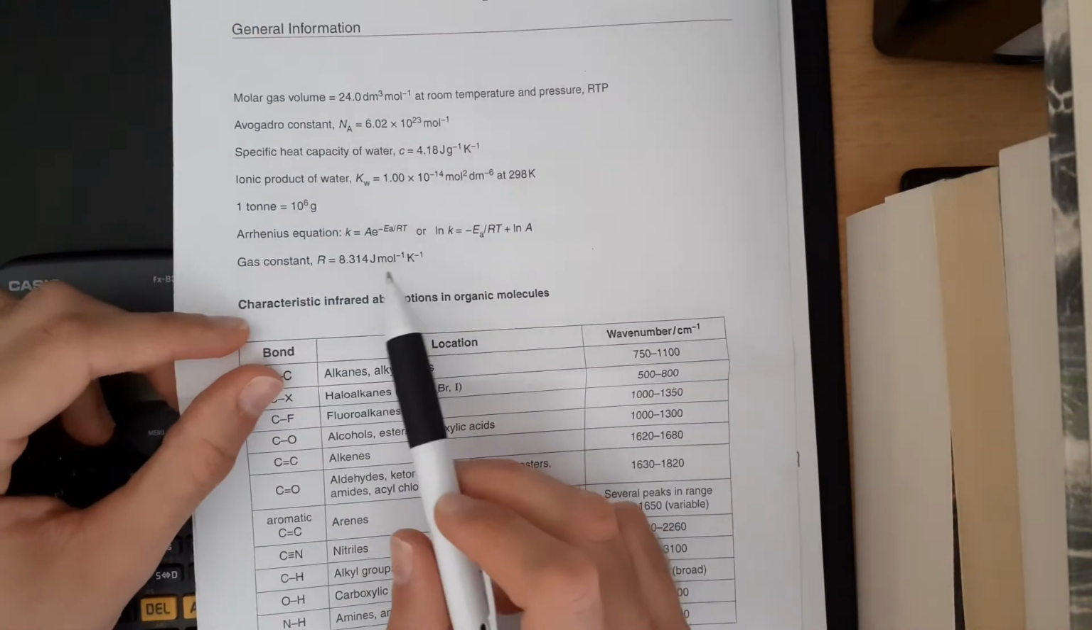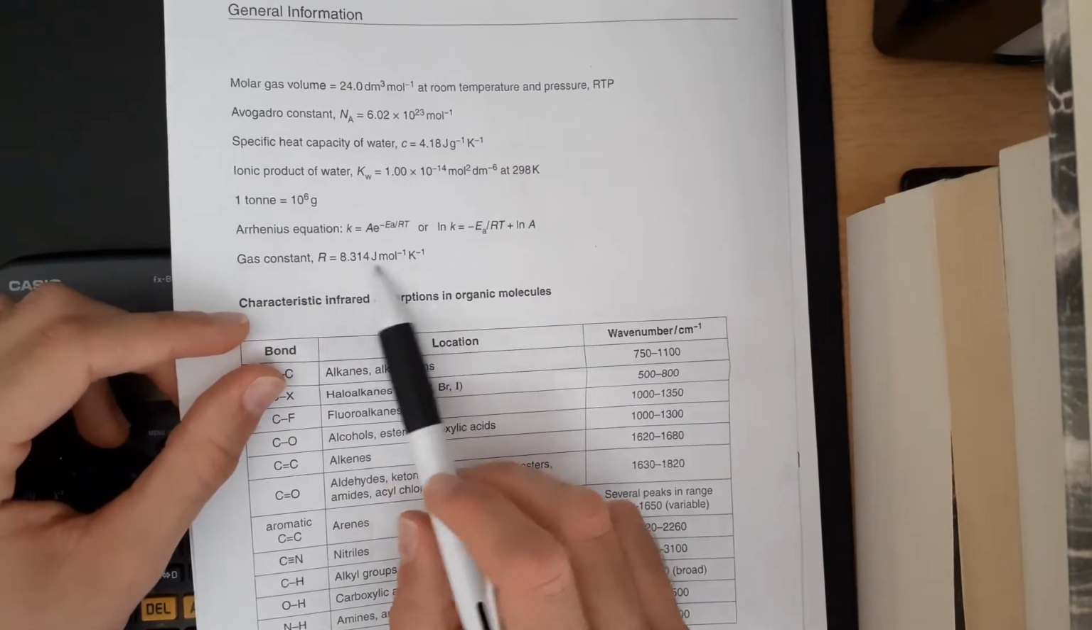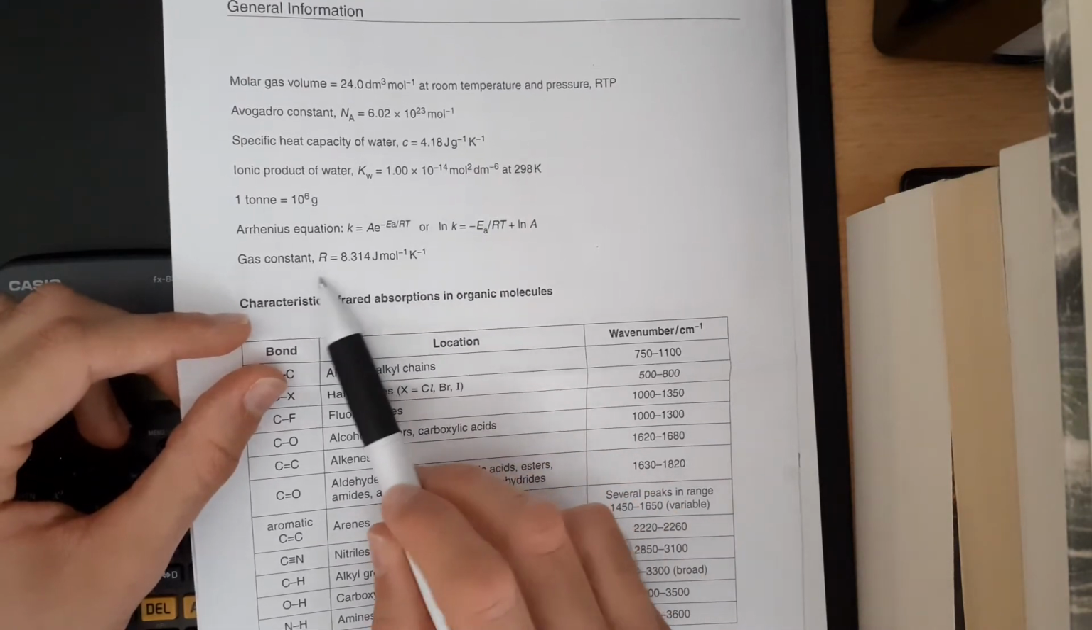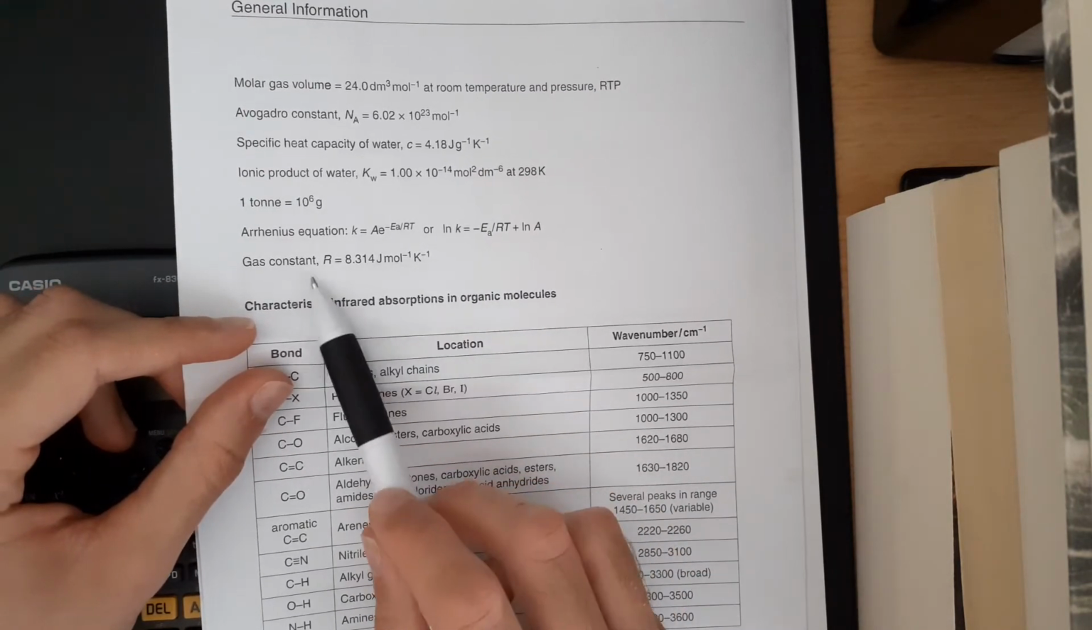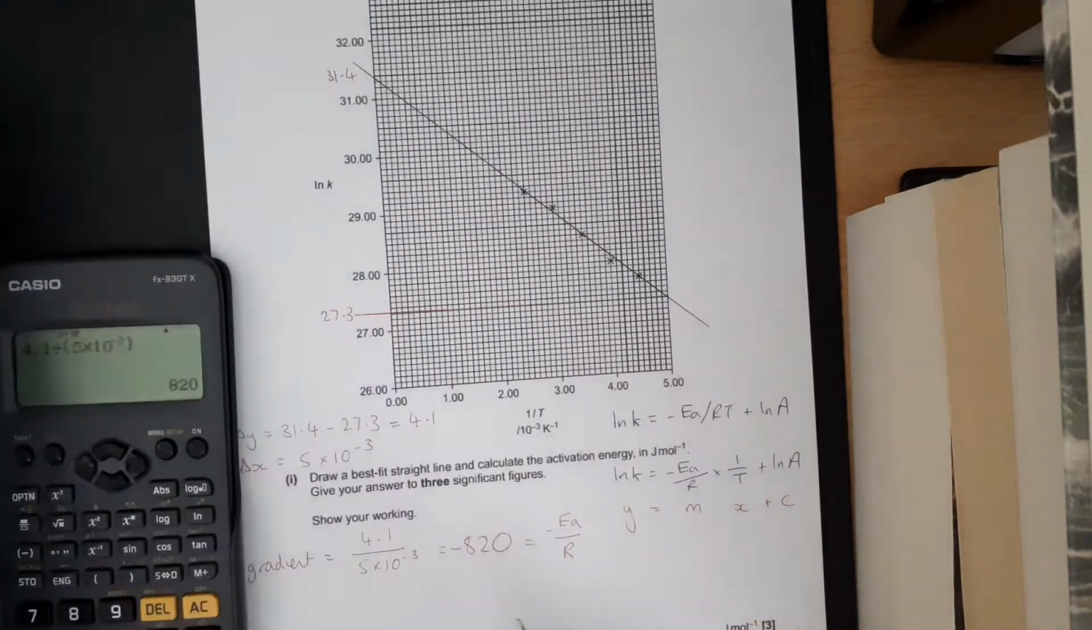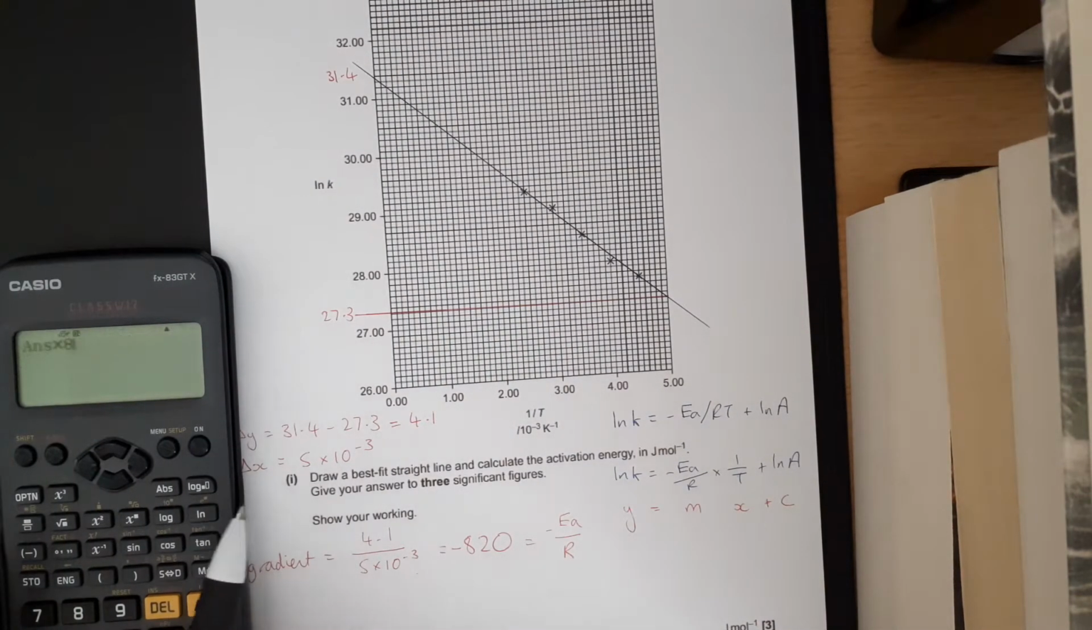Again, R is given to us on the data sheet. You'll hopefully get familiar with this. You've seen it before in the ideal gas equation, PV equals nRT, it's the same R. It's the gas constant, it's 8.314. So we just need to multiply this by 8.314.